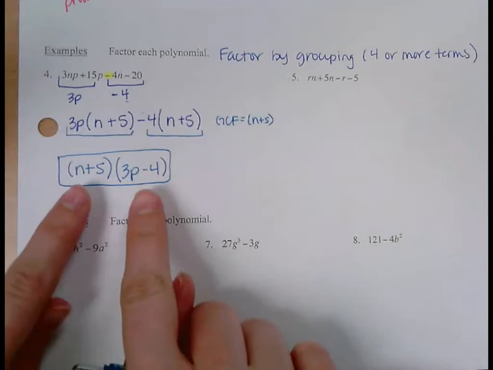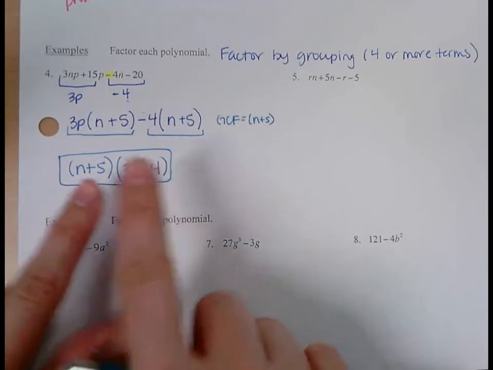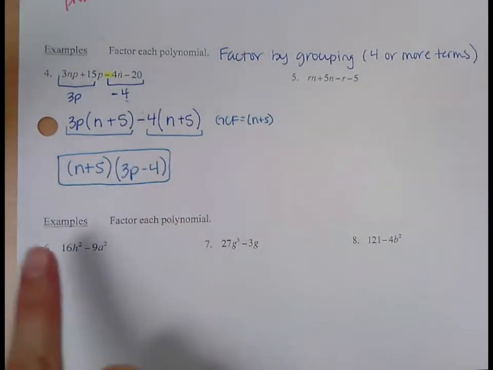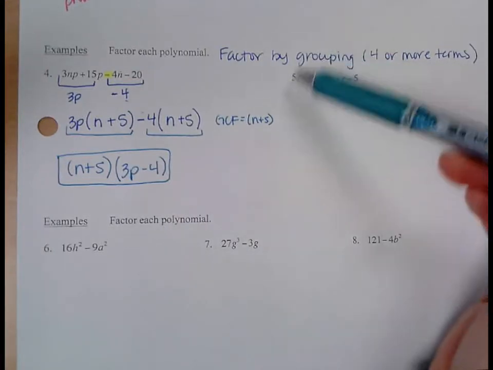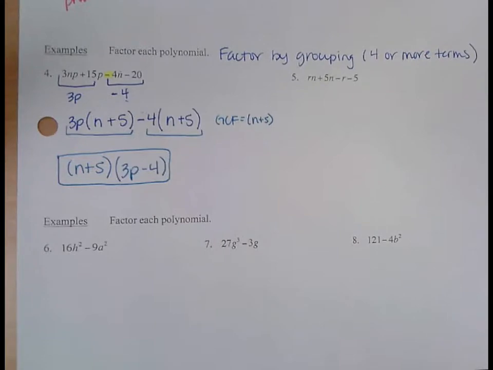And when you have two parentheses like this, if I had these two parentheses flipped, that's okay. So if I had 3p minus 4 first and then n plus 5, the order you have the parentheses doesn't matter. You just have to make sure within your parentheses that they're both correct. So go ahead and factor what we have in number 5. And we'll check that we can all factor it.